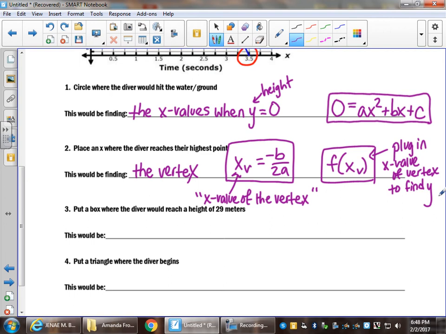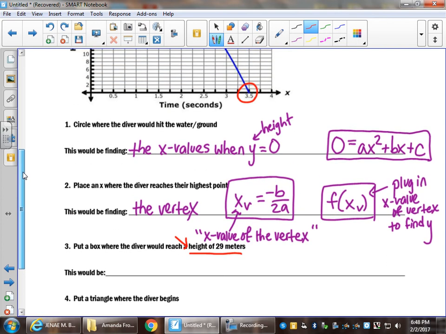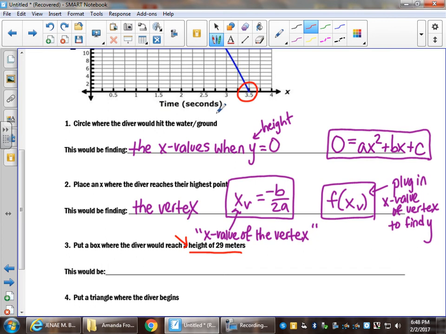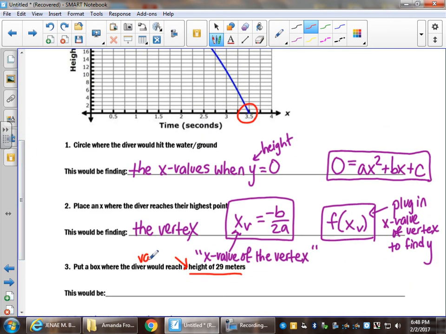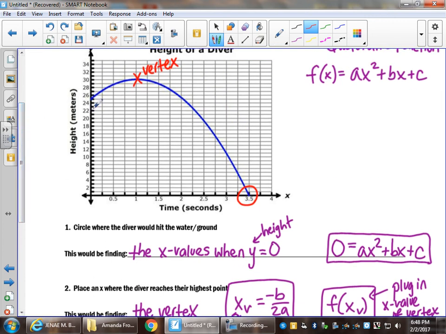Number 3, put a box where the diver would reach a height of 29 meters. So as soon as I see that I'm given a height, I ask myself, is that a value for x or a value for y? And when I go look at the labels, it's definitely not going to be x, because check it out. The x-axis is all about time. My y-axis is all about height. So that is a value for y. So let's go look for 29 on the y-axis. 22, 23, 24, 25, 26, 27, 28, 29. And then I look at 29 and I say, well, he's going to be at a height of 29 right here.